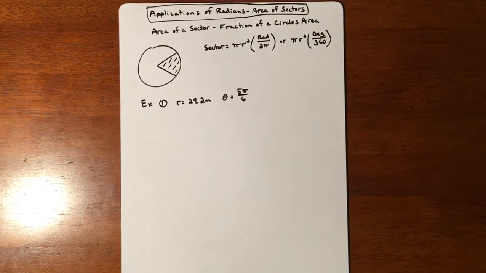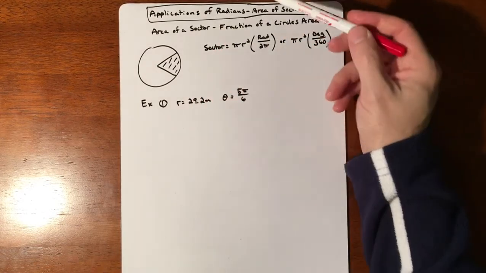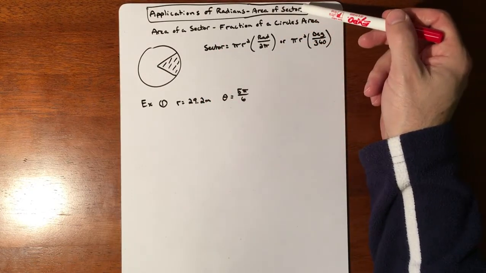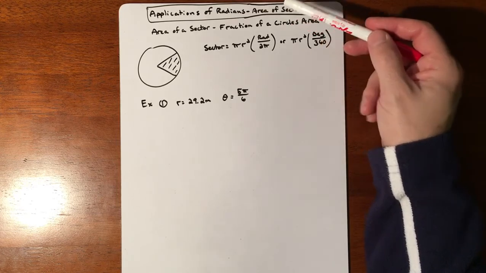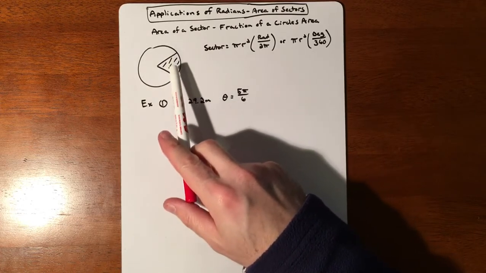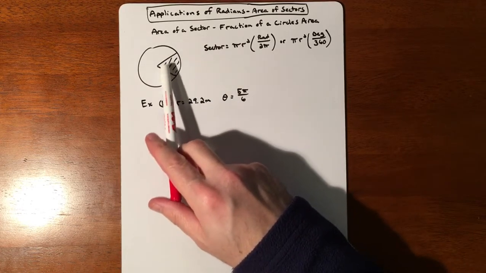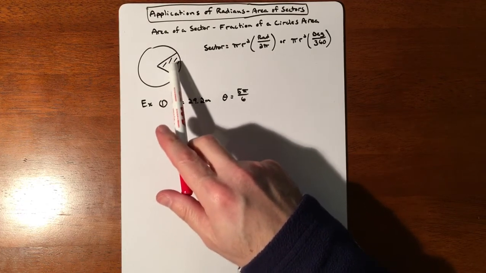In this lesson, we're going to be doing applications of radian types of problems. This one's going to be involving areas of sectors. So the area of a sector is similar to an arc length, where you have basically just a fraction of a circle. So you're just talking about kind of a pie slice, pizza slice. You want to know what the area of that thing is.